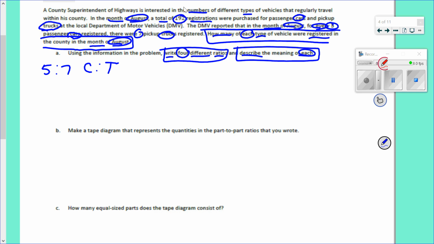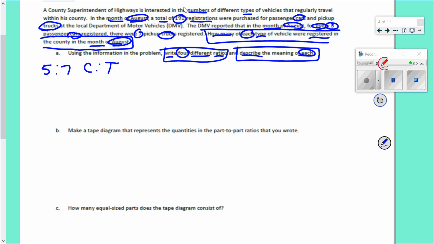Someone else come up with one? Mikey? Go ahead. 9/12, month of August. Why? Where did 9 come from? 8, and 12. What's the 8 and the 12? The 8 is the month of August, and 12 is the cars and the trucks.